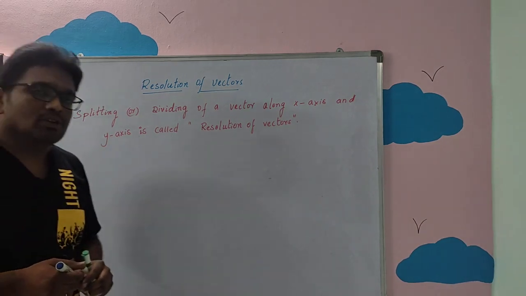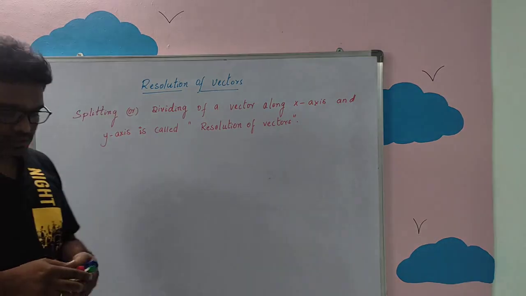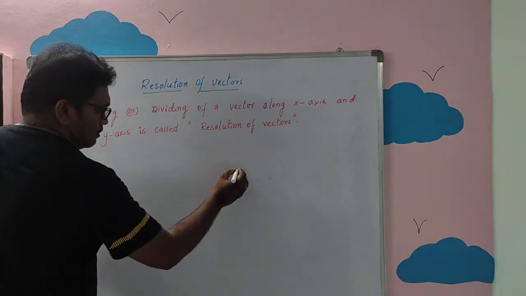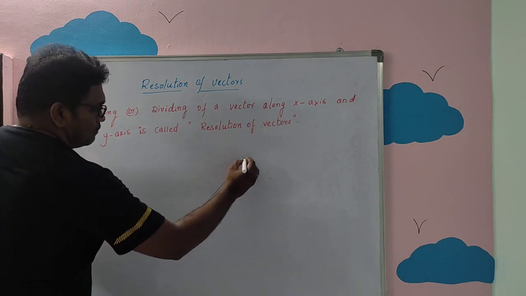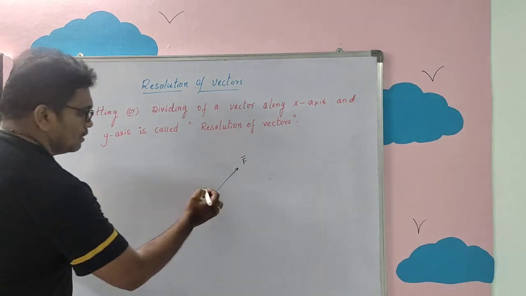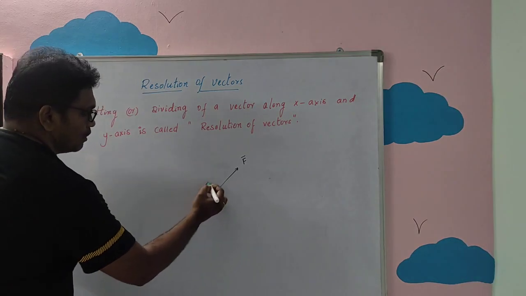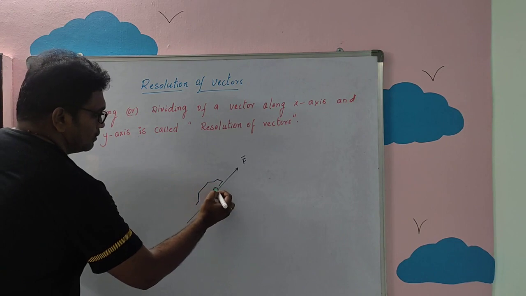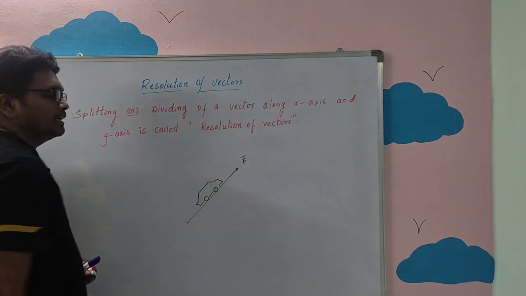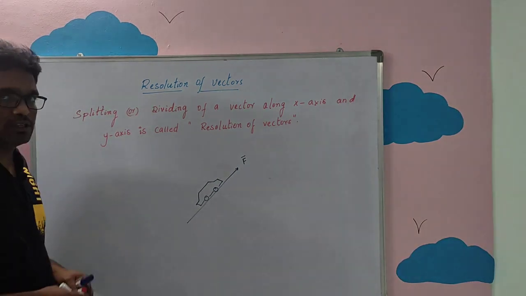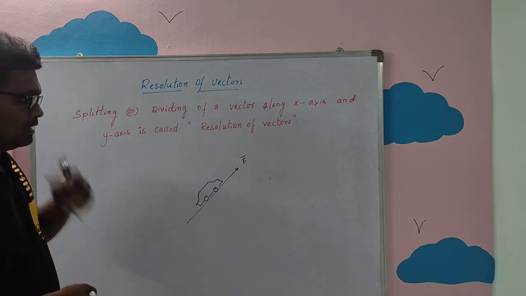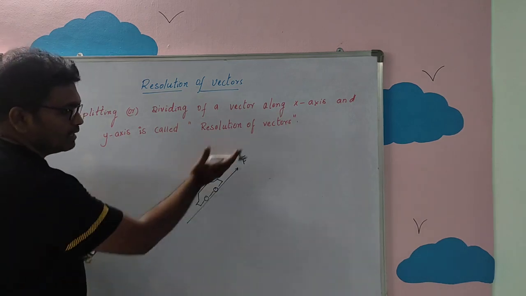But what is the purpose of this resolution of vectors? See this, if you take one example, say this is a force vector. For example, I am taking one toy car, and I am tying it with a rope and I am pulling that car in this direction by applying a force of F newtons. So, force is a vector. So, we are using a force vector here. Now, if you see, this car is lifting in the air.